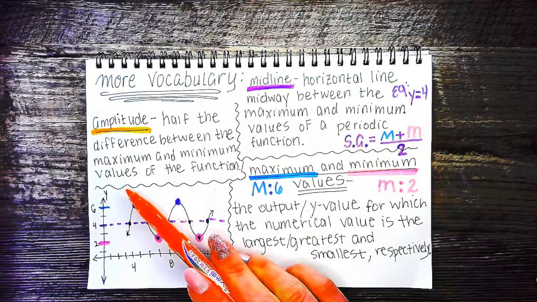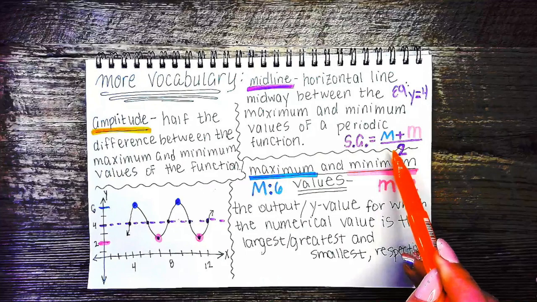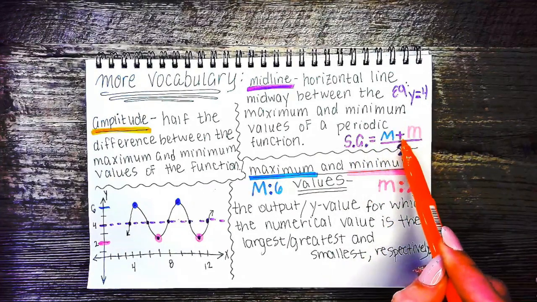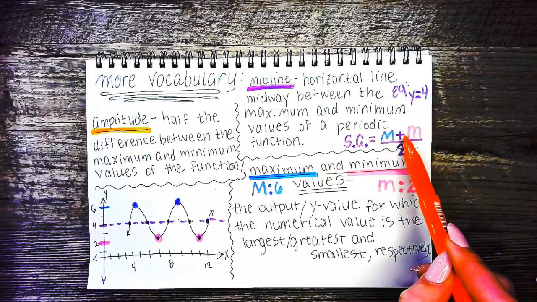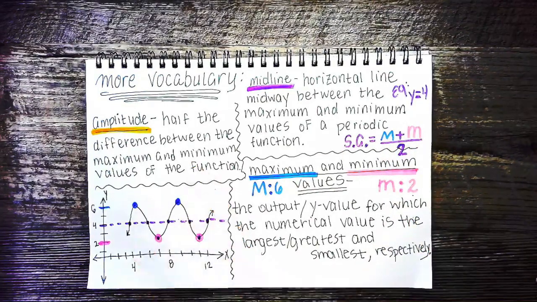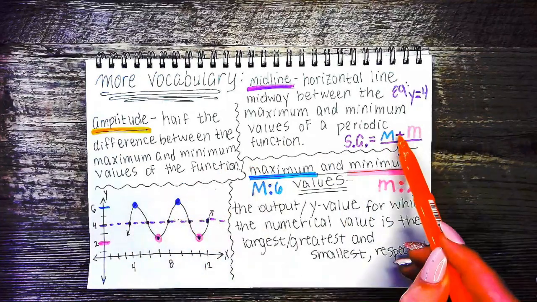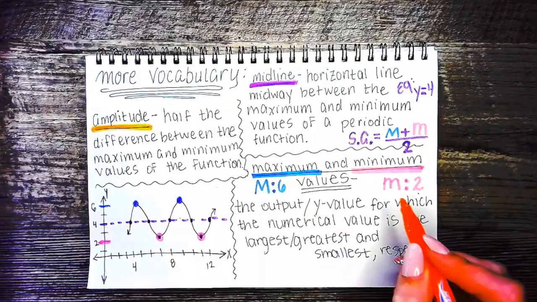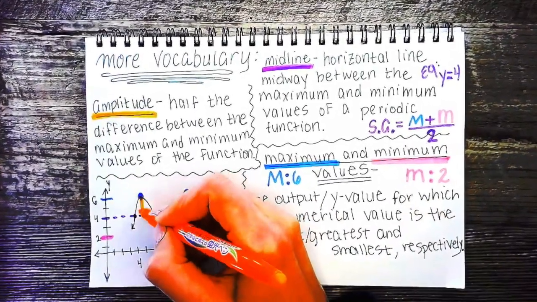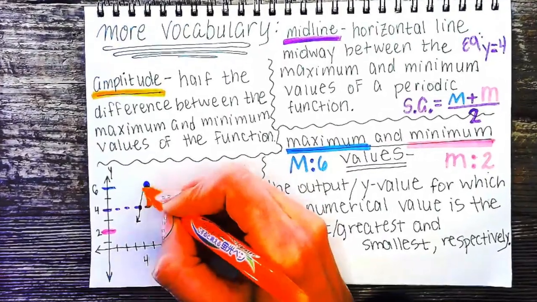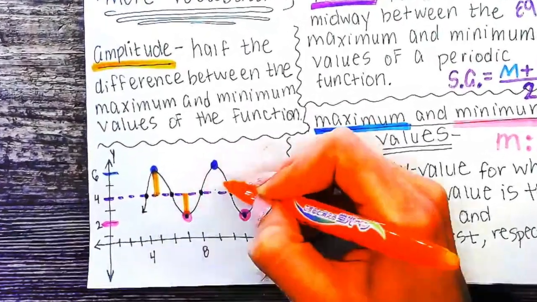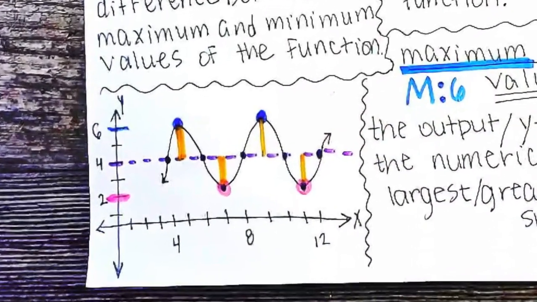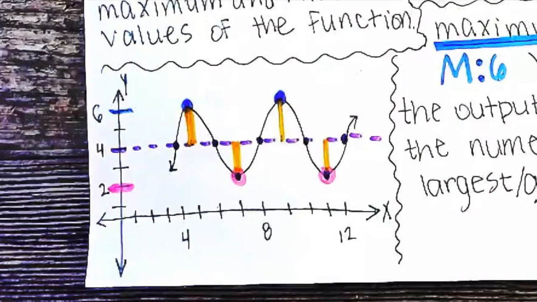Do you see how the amplitude equation and the midline equation are actually very similar? The only difference is here I'll have a plus sign. Difference, get it? Here I'll have a plus sign, and here I'll have a minus sign. So the amplitude will be the exact same equation with a minus sign. We'll write that down in a second. So 6 minus 2 is 4, divided by 2 is 2. The amplitude is the distance right here, from 4 to 6, or from 4 to 2, and continually repeats itself.